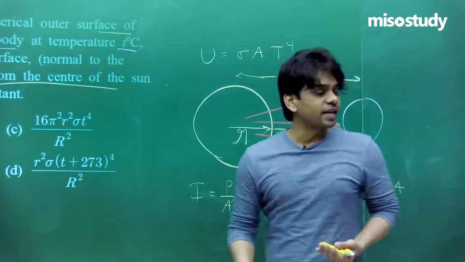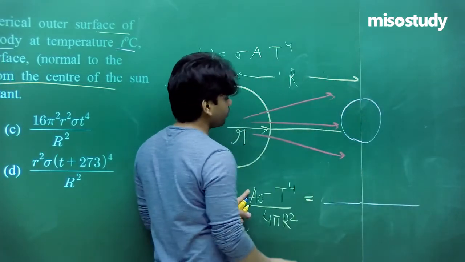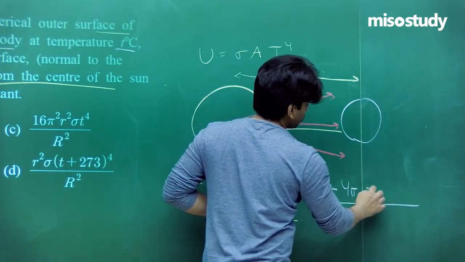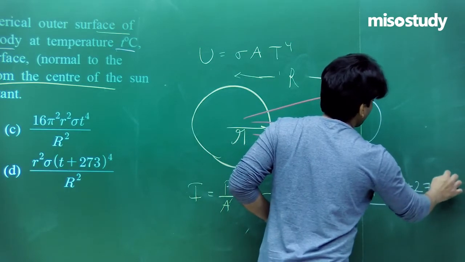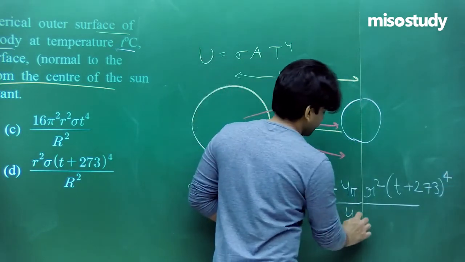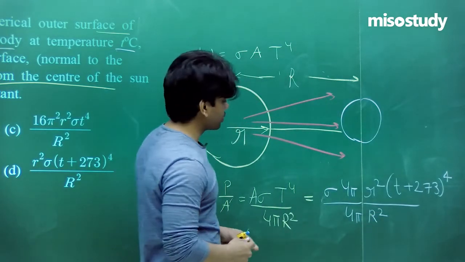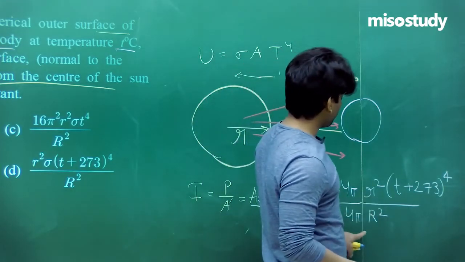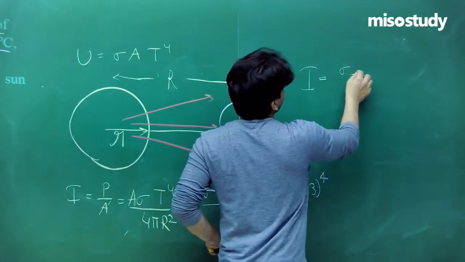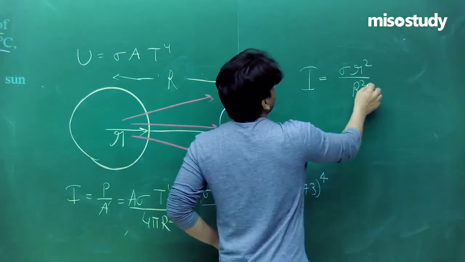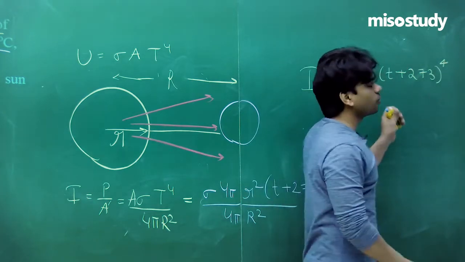And after this, if we calculate, we will get sigma. The value of this area will be 4 pi small r square, and T to the power 4, that is (T plus 273) to the power 4, divided by 4 pi capital R square. This is the value of intensity received at the earth's surface. So sigma into 4 pi r square by 4 pi R square, with 4 pi cancelled out, you will get I is equal to sigma small r square by capital R square (T plus 273) to the power 4. This is what we are going to obtain.